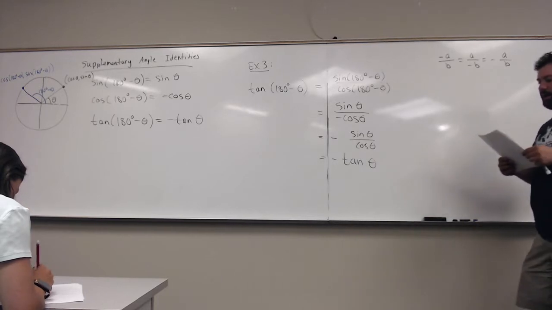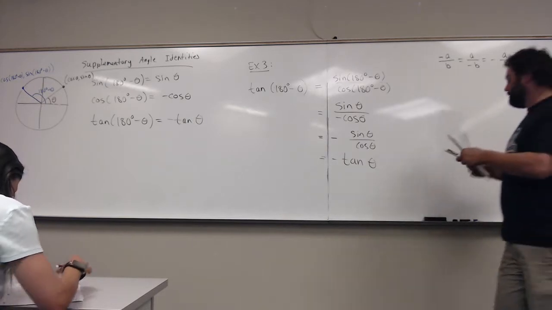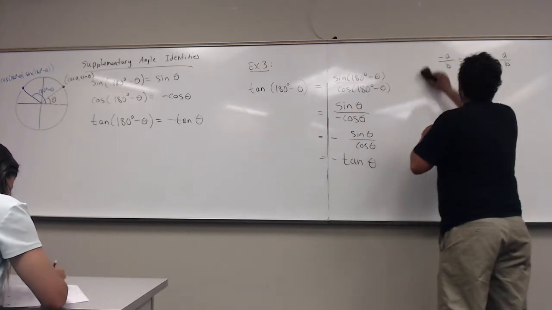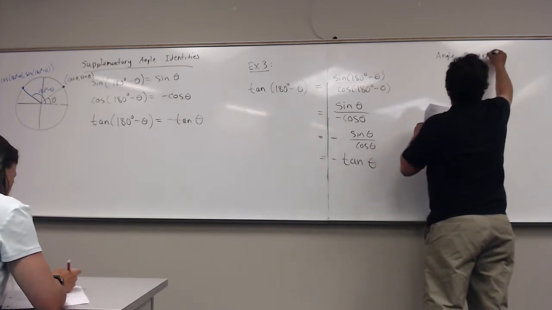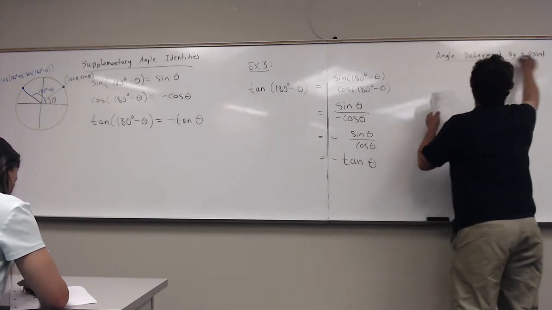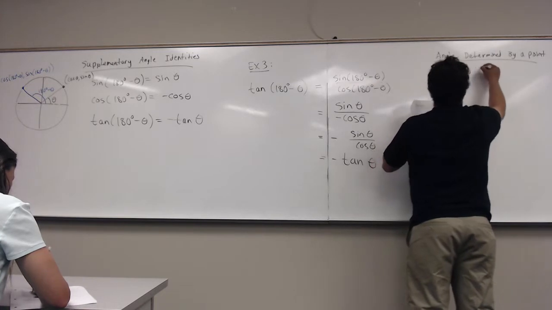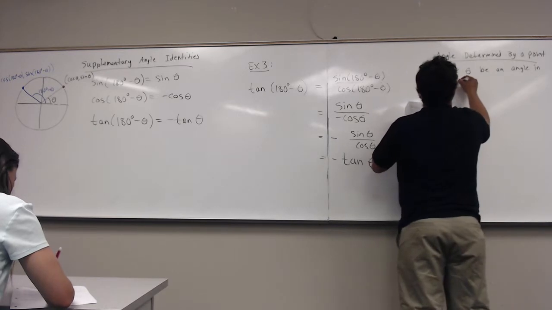Okay. Now, in my next box on the next page, on page 3, I actually have a mistake because at the top it says angle determined by a point, but the bold inside the box should not say supplementary angle identities. When I copied and pasted the previous box, I forgot to change what I had there. So this should really just read angle determined by a point in the box. You can just cross it off if you like. And it says let theta be an angle in standard position.